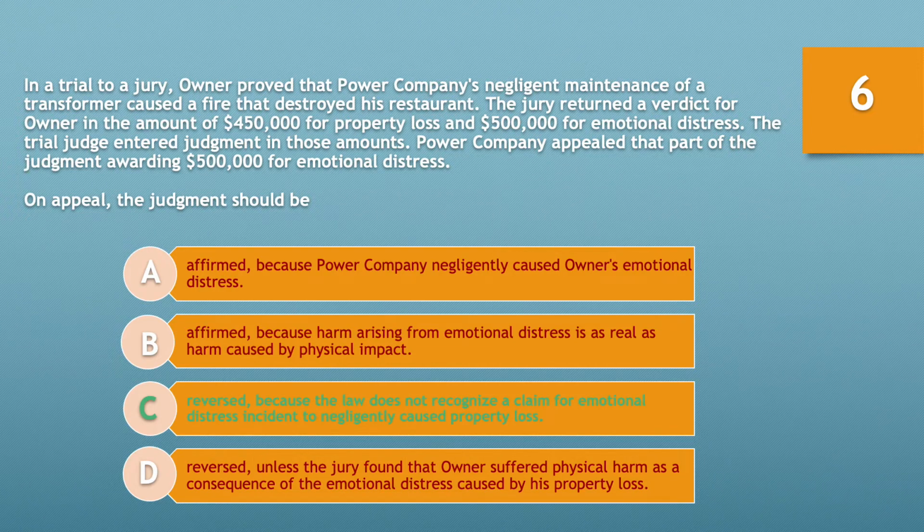If you chose C, reversed, because the law does not recognize a claim for emotional distress incident to negligently caused property loss, you'd be correct. If a plaintiff is physically harmed, she may recover not only for the physical damages, but also for all emotional and mental suffering that results from the physical impact. However, the law does not recognize a claim for emotional distress from negligently caused property loss. In this case, owner suffers property loss only as a result of the power company's negligence. So while the owner can recover for his property loss, he's not permitted to recover for any emotional distress. Remember, the law does not permit you to recover for emotional damages to any property, regardless of what that property may be.